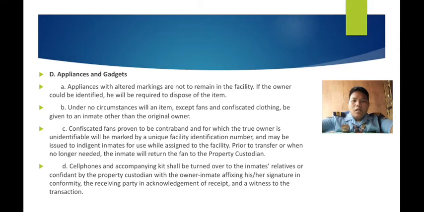D. Cell phones and accompanying kits shall be turned over to the inmate's relatives or confidant by the property custodian, with the owner inmate affixing his signature in conformity, the receiving party in acknowledgement of receipt, and a witness to the transaction.